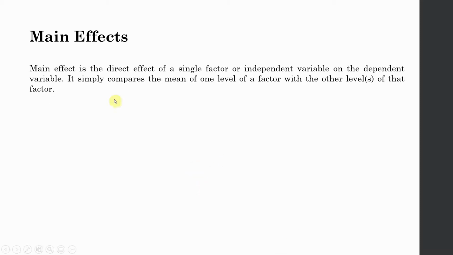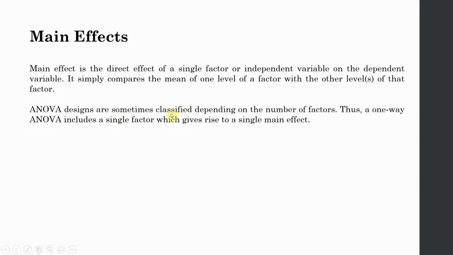Now what are main effects? Main effect is the direct effect of a single factor or independent variable on the dependent variable. It simply compares the mean of one level of a factor with other levels of that factor. That is your multiple comparison of each of the categorical factors with the other factor.